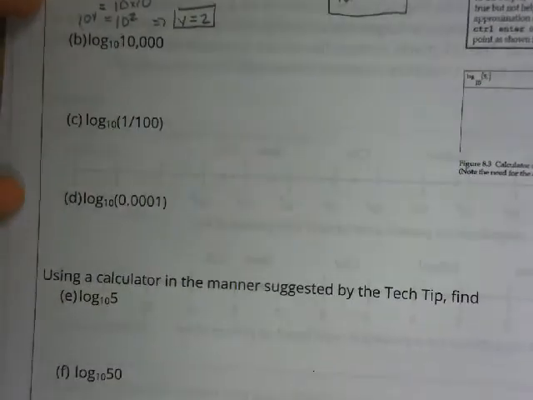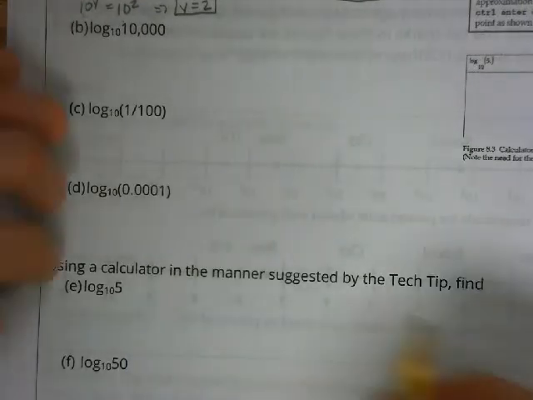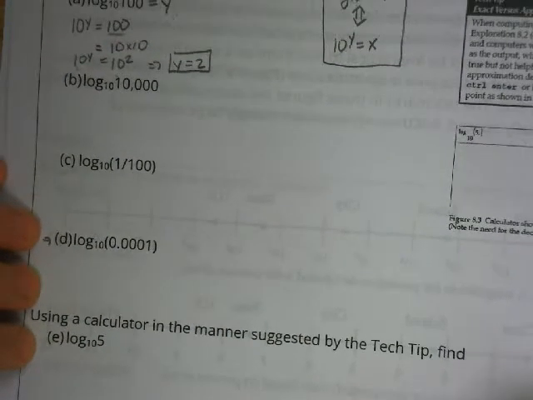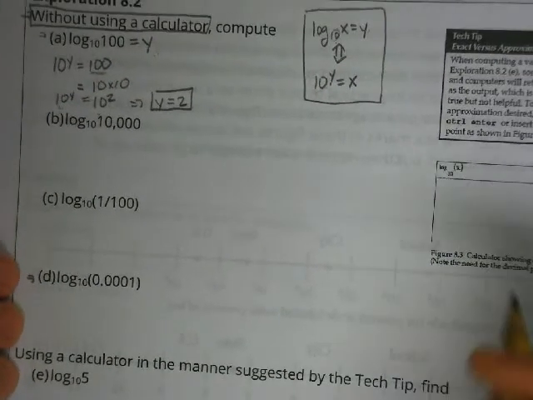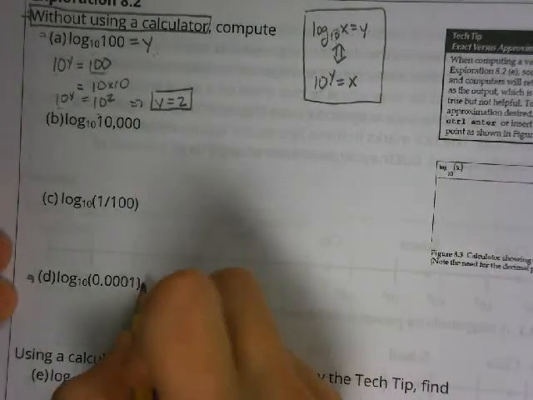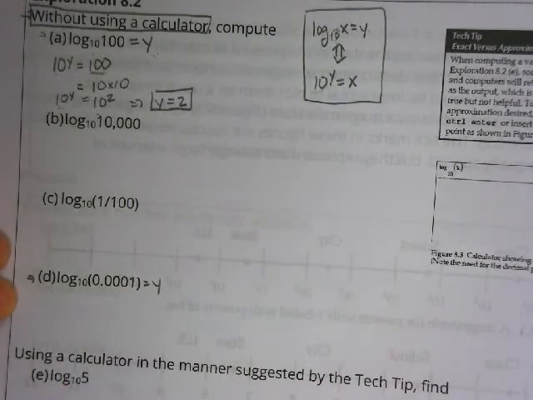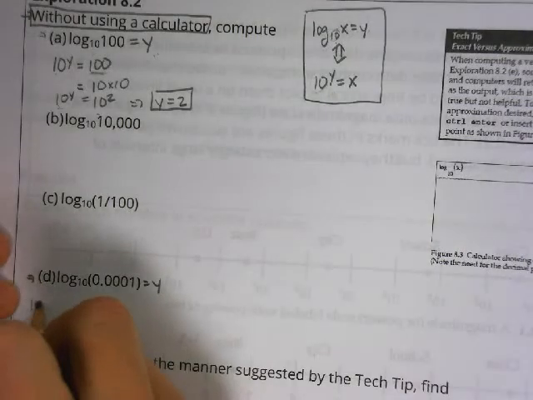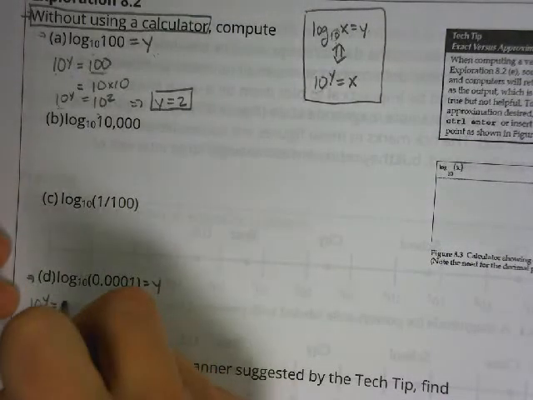I'll do a more challenging example for part D. Same steps as before. Sorry, I got that out of our view. Okay, so same steps as before. I'm going to set it equal to y. And I'm going to set it up using this form of the equation. So I have 10 to the y is equal to 0.0001.